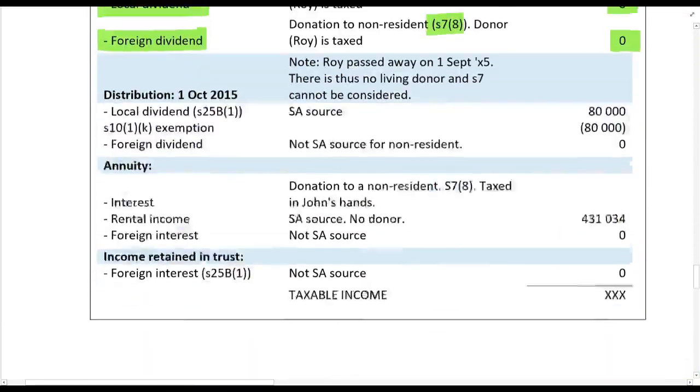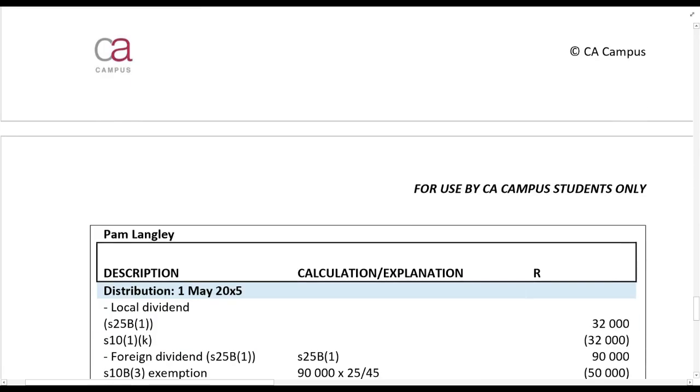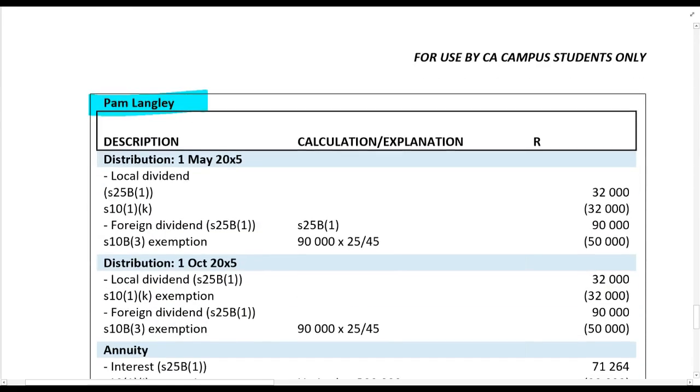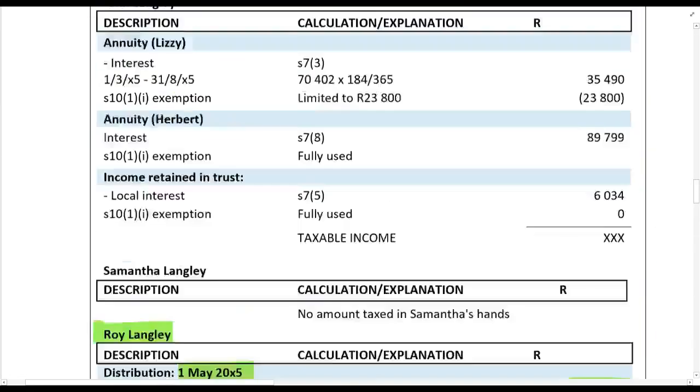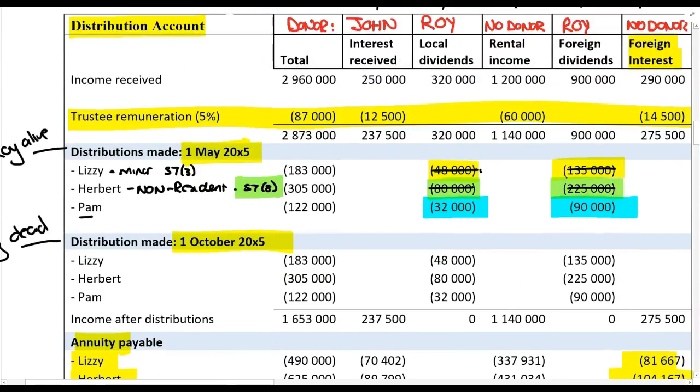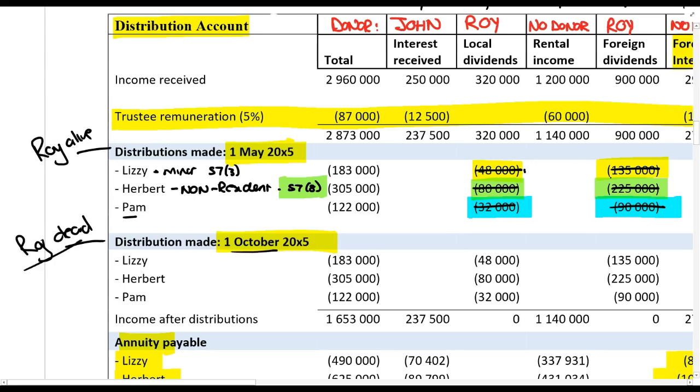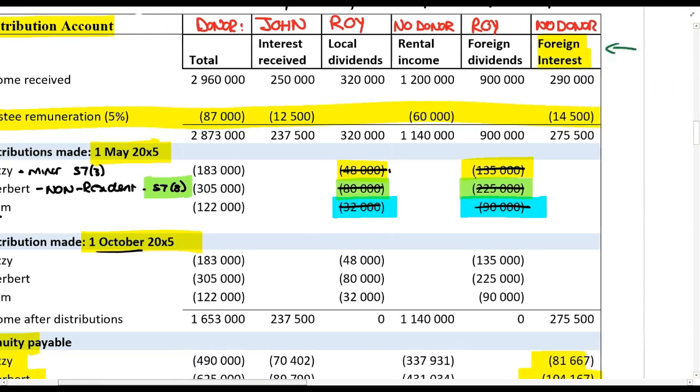So make sure you see now. We go down to Pam. Pam. Local dividend 32, exempt. Foreign dividend 90, exempt. Next up, which is important, is on the 1st of October, Roy has now passed away. So, let's go through it.